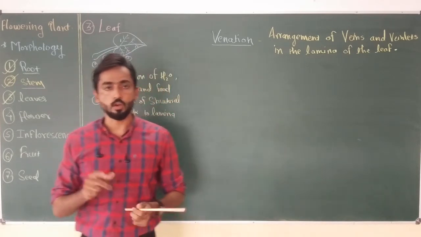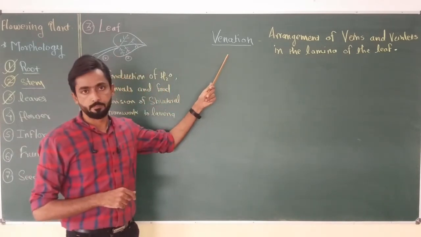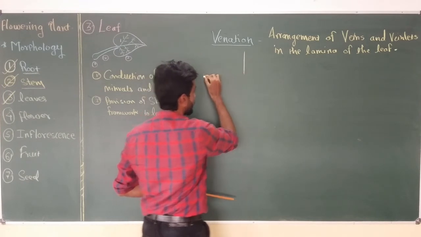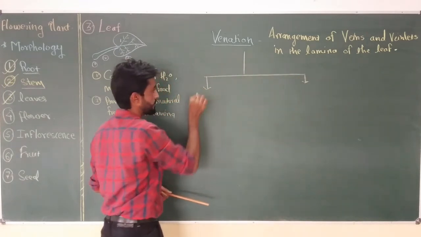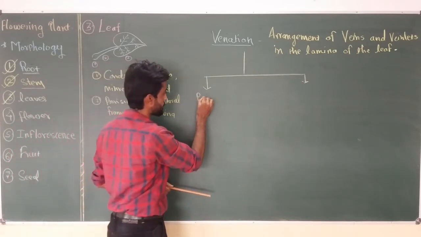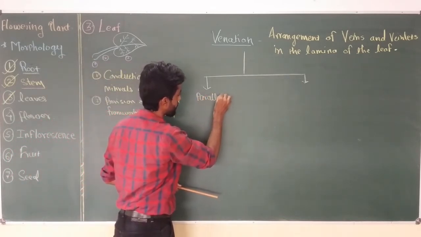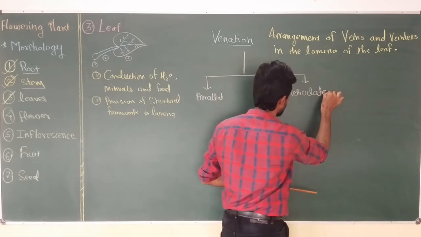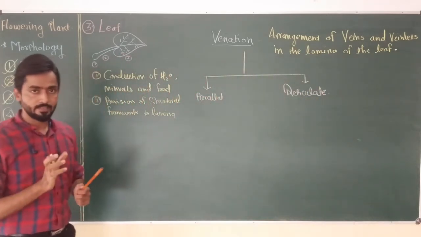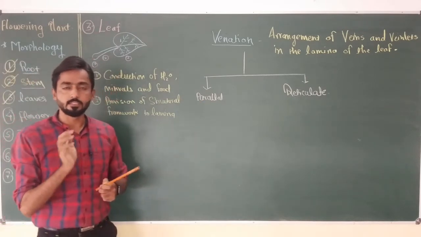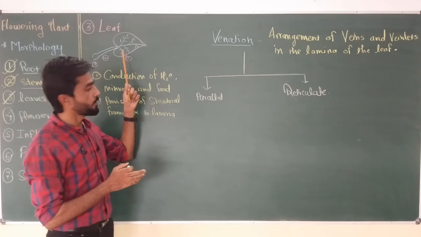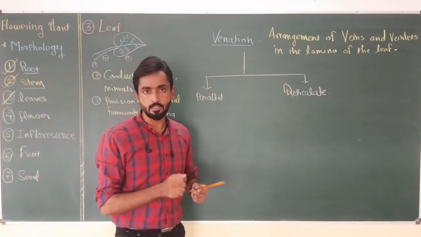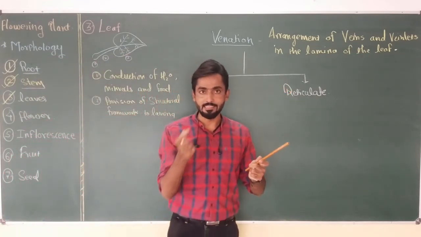Now in this video we are going to talk about the different types of venation present in the angiospermic leaf. There are two important types of venation: number one is parallel venation, and number two is reticulate venation. As the name itself suggests, parallel venation is the type in which the veins and veinlets run parallel to one another in the lamina, while in reticulate venation, they form a network inside the lamina.